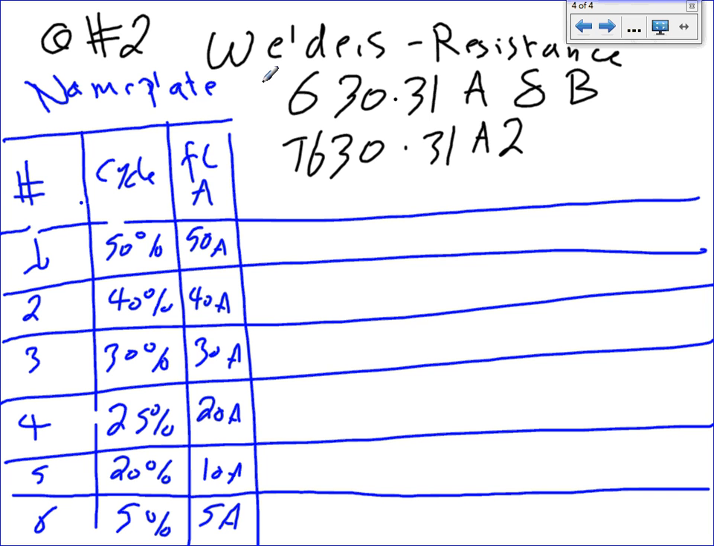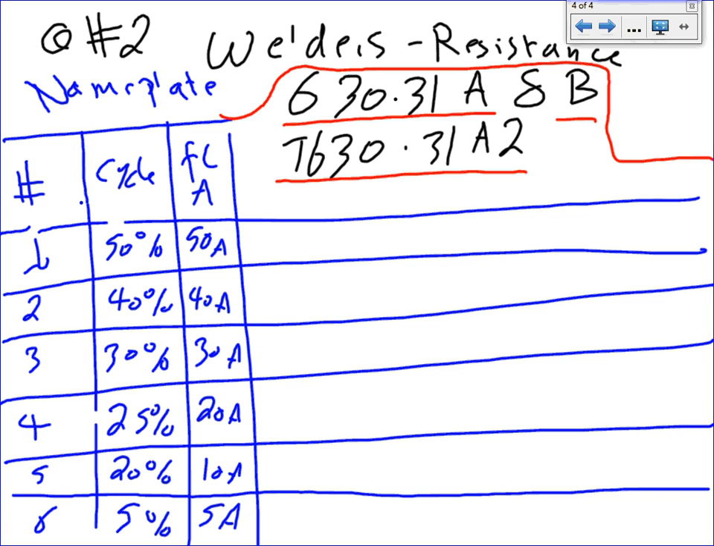So I have the cycle and full load amp, 50 all the way to 5% cycle, and 50 all the way to 5 amp, guys. These are my systems. Okay, and then I need to do the calculation. The calculation will be based on 630.31 A and B and this table. So all the calculation, guys, will be based on these articles and table.